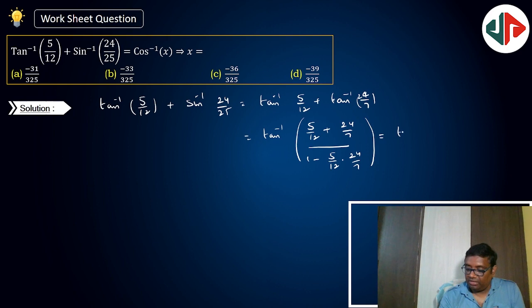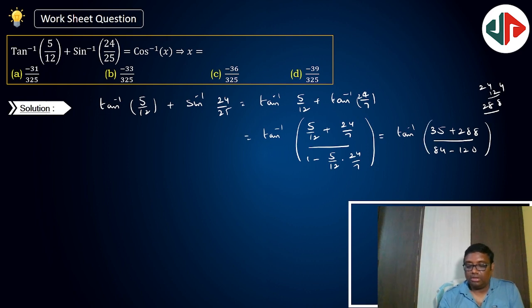If you simplify, this is tan inverse of 35 plus 24 into 12, 288, by 84 minus 120. Then after getting that, we can simplify it in terms of cos, that is the value.